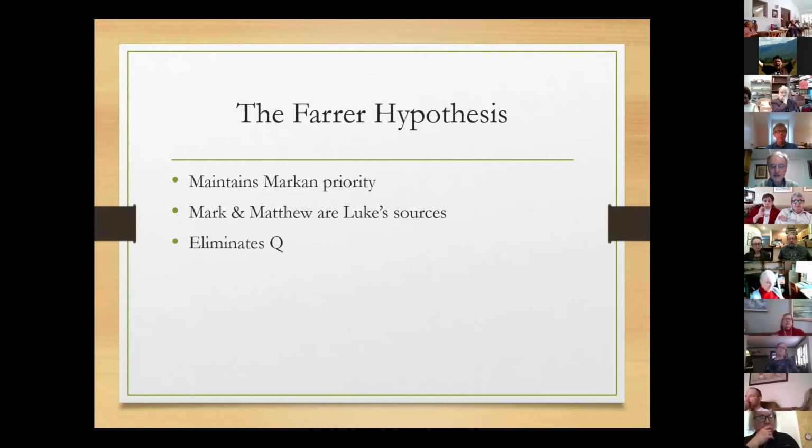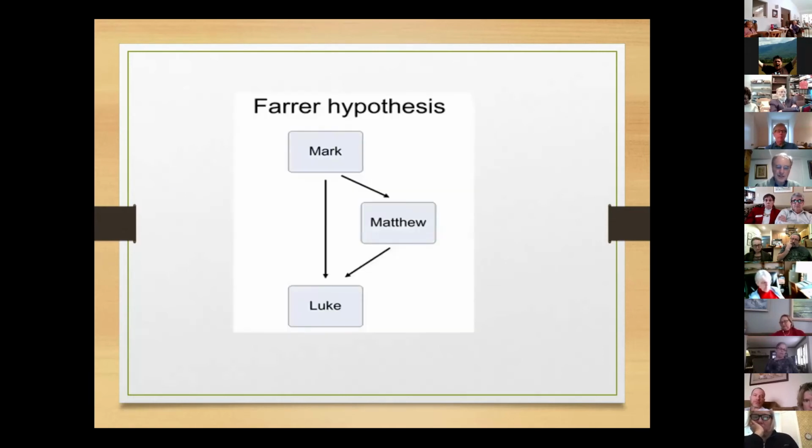We have to be honest, Q is a hypothetical source. We have no actual records of it. We don't have even a fragment of it. So its existence is purely hypothetical. And that's, I think, the problem that the Farrer hypothesis gets hung up on. It does not like hypothetical sources. And so this is how you would illustrate this.